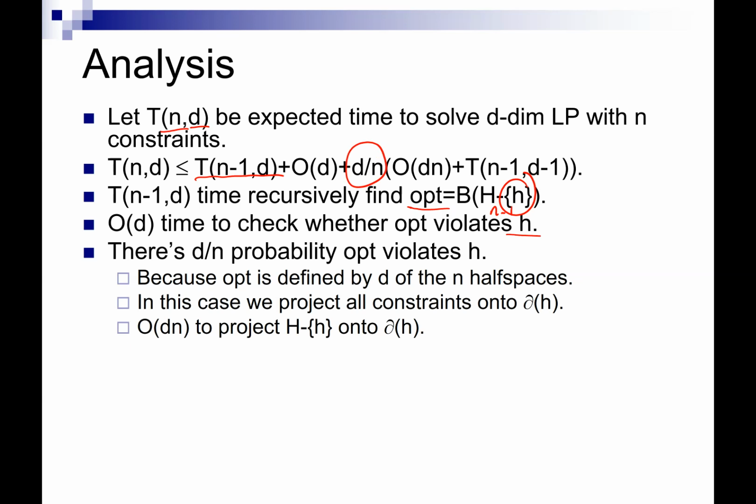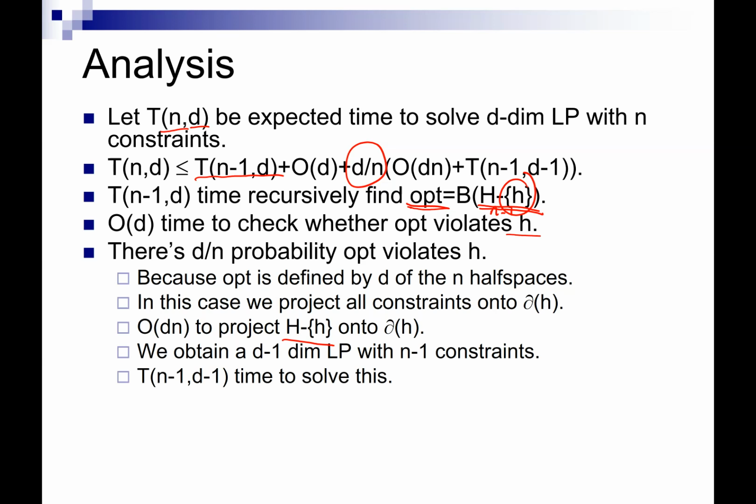So that's where this d divided by n comes from. And if the optimum violates h, then we're going to have to do these projections of this stuff onto the boundary of h. There are m minus 1 constraints in this set, and projecting each one of them onto the boundary of h is going to take d time for each constraint. So altogether it's going to take d times n time to do all of these projections.